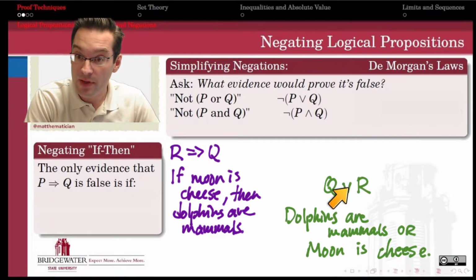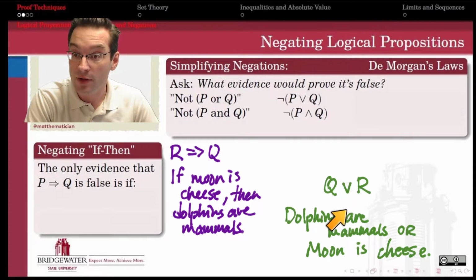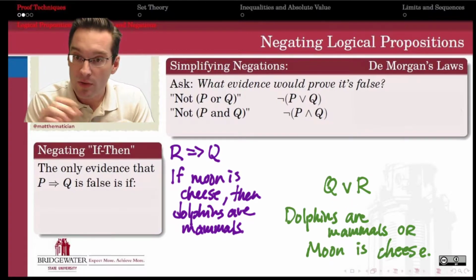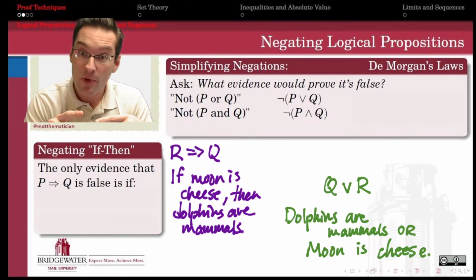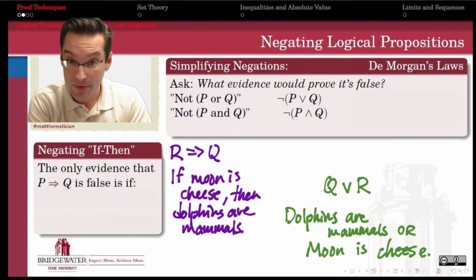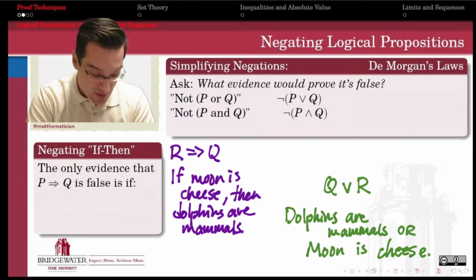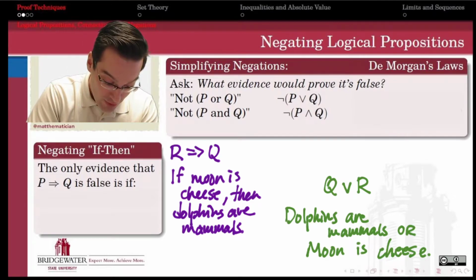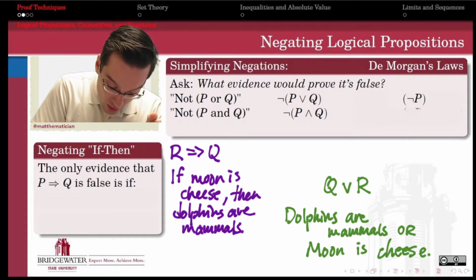First, thinking of the disjunction, Q or R. Dolphins are mammals, or the moon is made of cheese. What would it take to negate that statement? What would prove that Q or R is false? Remember, the or statement is true whenever even one of its pieces is true. So in order for it to be false, we need for all of its pieces to be false.